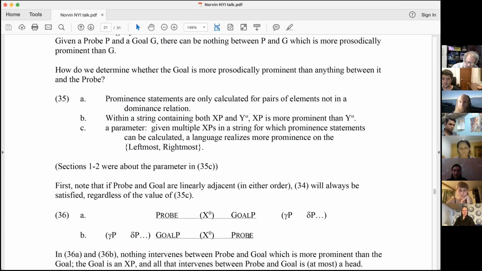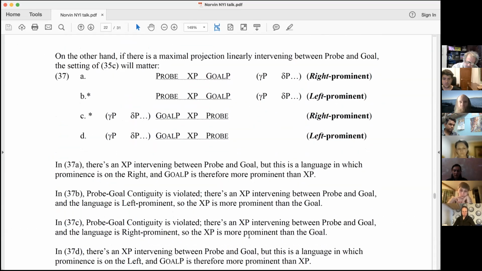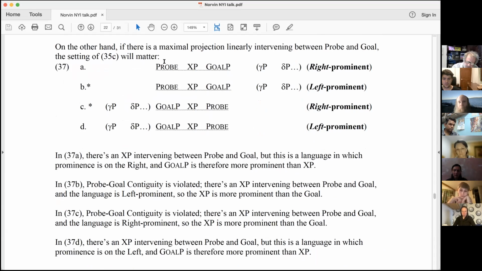35c tells you that if they're further apart than that, then you have to find out whether you're looking at a left prominent or a right prominent language. So in particular, we consider 37. Let's consider first cases where the goal follows the probe. If you've got a goal following a probe and there are phrases between them, XPs between them, then you need to know, am I looking at a right prominent language or a left prominent language?